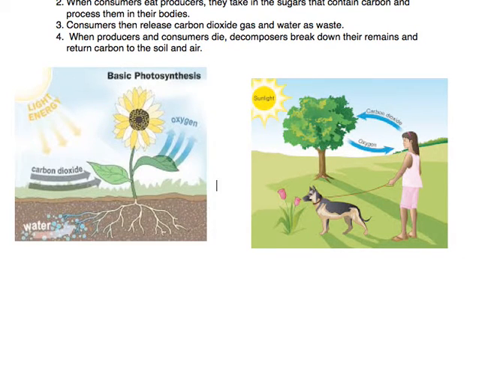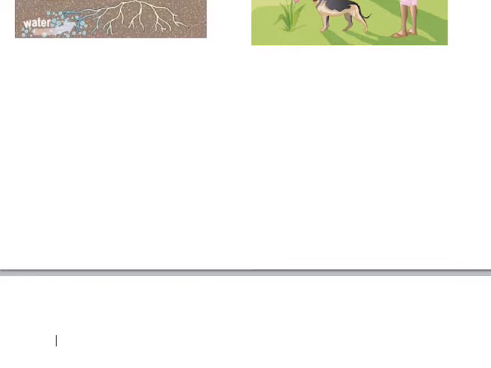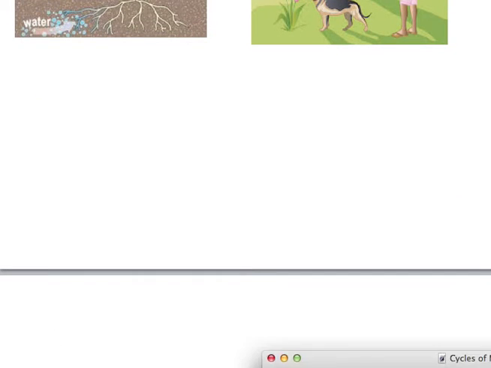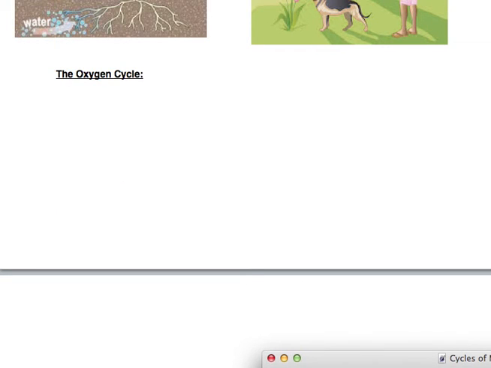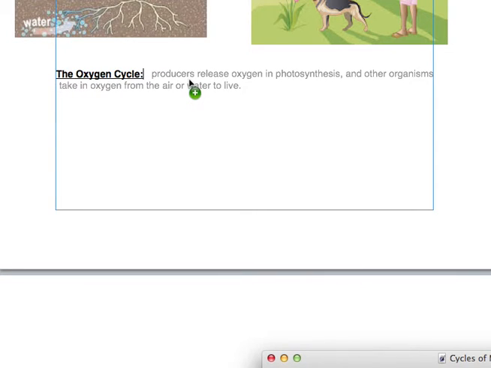We're actually going to do a lot more with the carbon cycle, but this is basically what our book talks about, and so that's going to be the focus of our notes for today. But we're going to do an activity with this on Friday that helps make this more clear. The oxygen cycle, again, is closely related to the carbon cycle. Producers release oxygen in photosynthesis, and other organisms take in oxygen from the air or water to live.